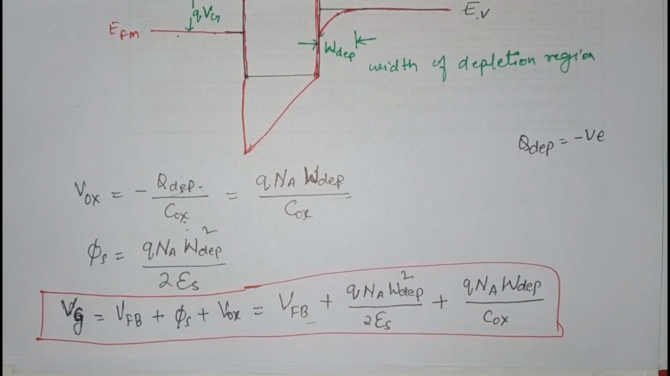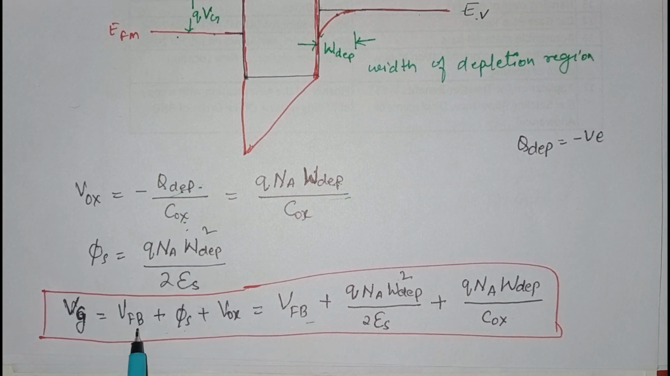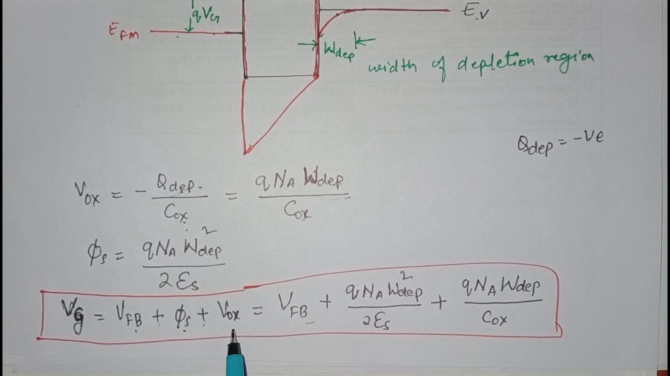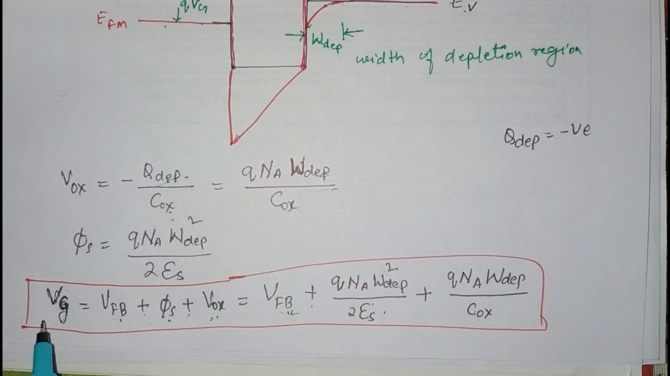Now the gate voltage is given by this general formula. This is the flat band voltage plus surface potential plus voltage drop across the oxide. Now by substituting the values of all these quantities, we will get this equation. The value of this gate voltage is the voltage at which the MOS capacitor enters into the depletion mode.